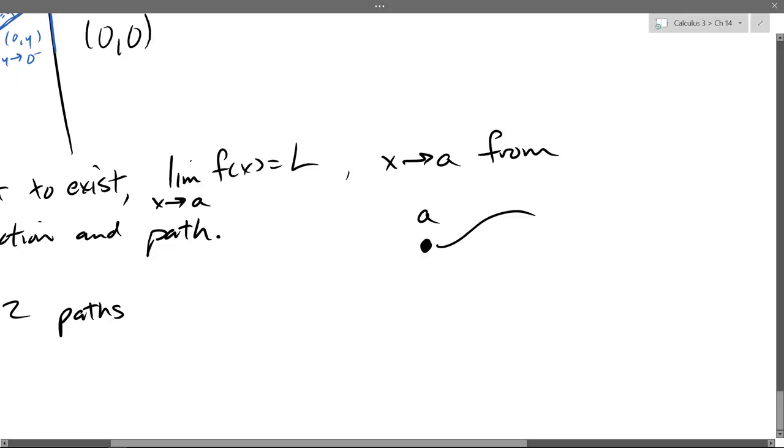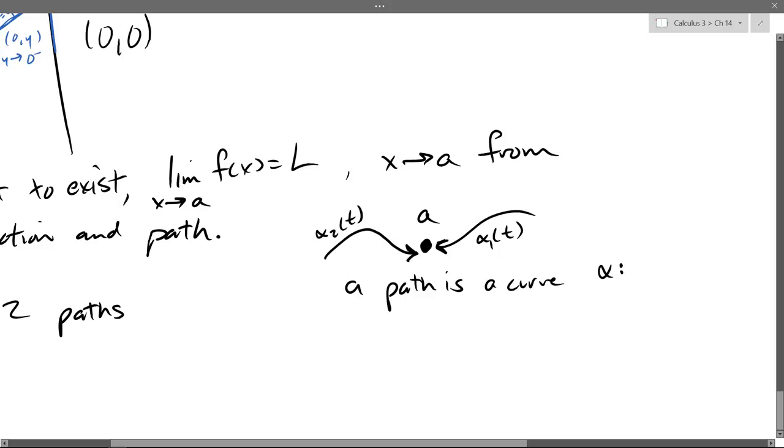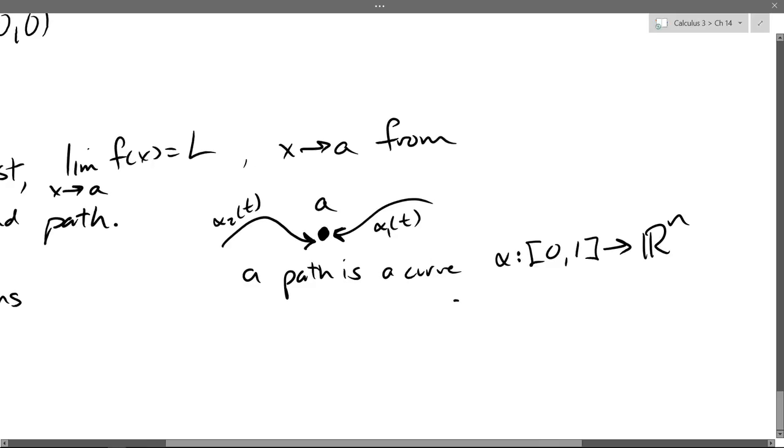So here's A. So a path is a curve, alpha, that goes from, usually will go 0 to 1 into however many dimensions Rn that you have. I think in curve, it doesn't actually have to be smooth, but most of ours are going to be smooth. And alpha of either 0 or 1, it doesn't matter. What does the book use? Oh, they just go alpha t1 equals A.